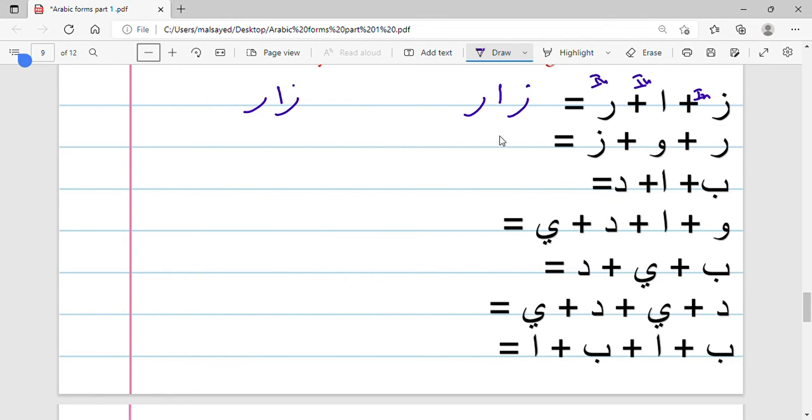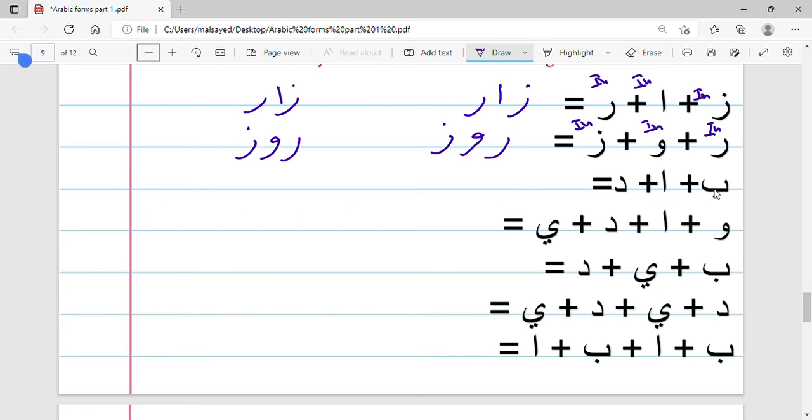Okay, let's check the next one. We have ra, first letter, so it's independent. Ra, waw, ra makes the decision, independent. Waw, zai, waw makes the decision, independent. Ra, waw, and zai.